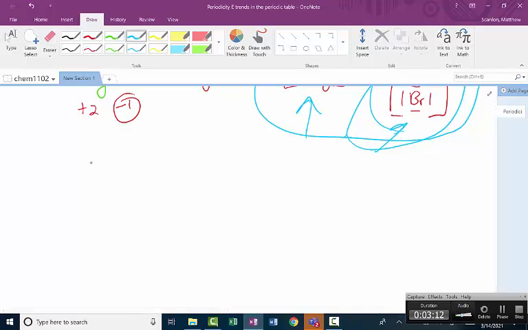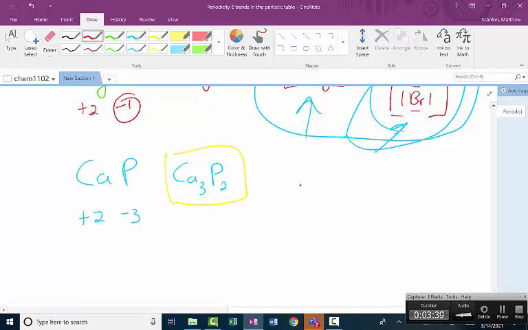Let's try calcium phosphide, calcium and phosphorus. Calcium is +2, phosphorus is -3, and so we must have calcium Ca3P2. And so we have 3 calciums, so we have 3 calcium ions. These are separate ions. You have to draw all 3, and you can put them in any place you want on a problem.